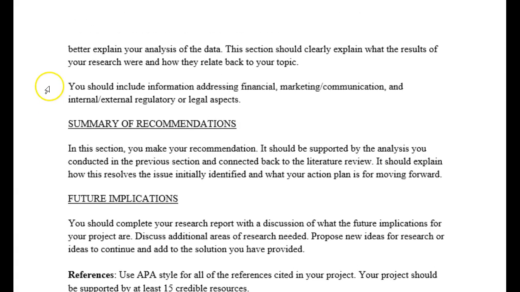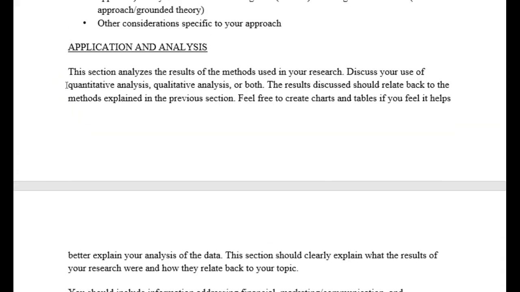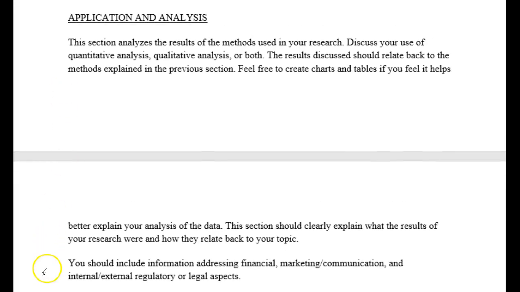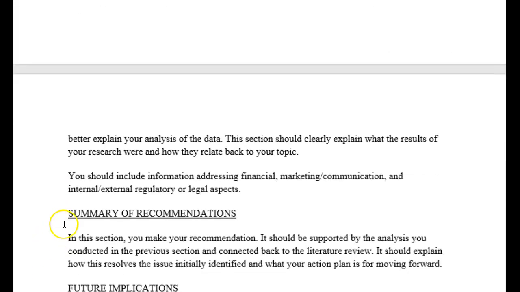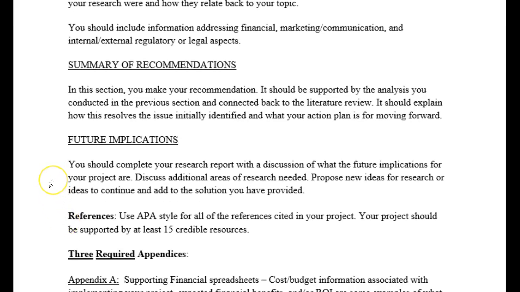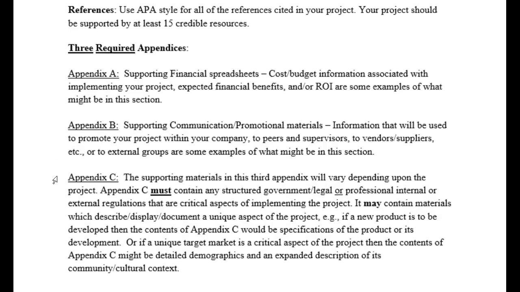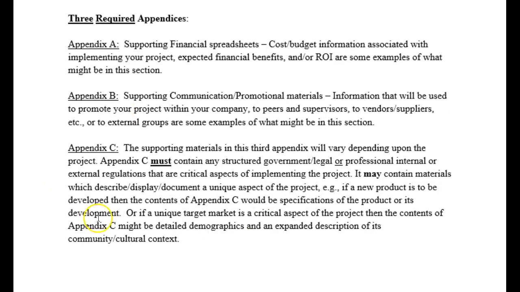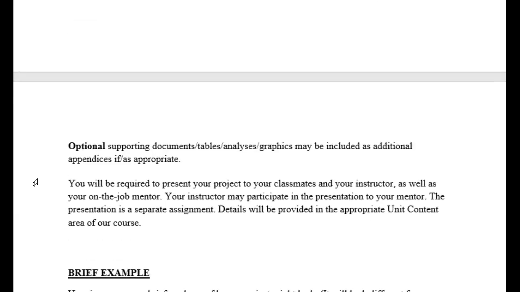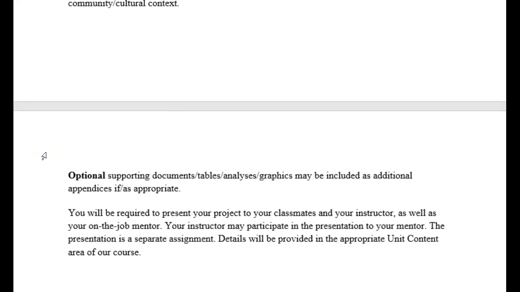So you tell us about it in this section 4. In the application and analysis section, you tell us about finance, marketing, communications, and the regulatory or legal aspects. In the appendices, you give us all these supporting documents that show why your discussion in the paper was important. So anyway, that would be what would be expected of you.